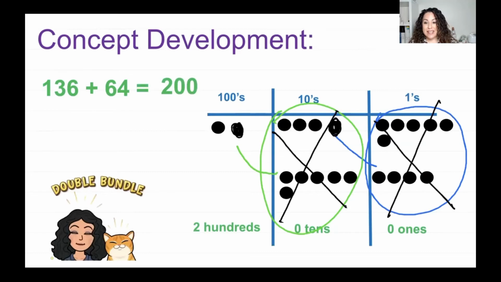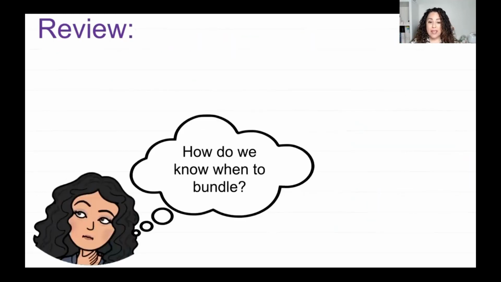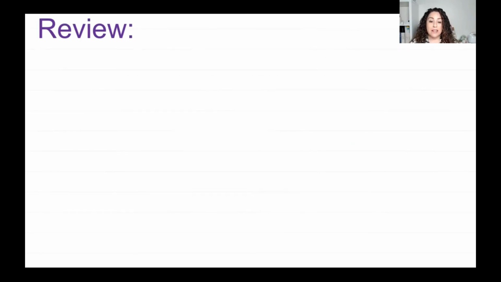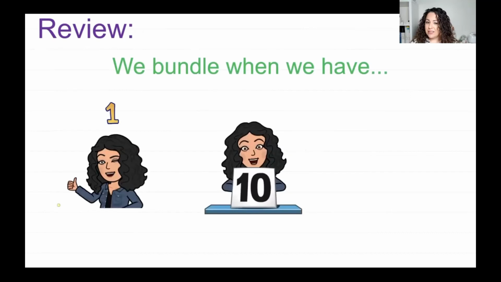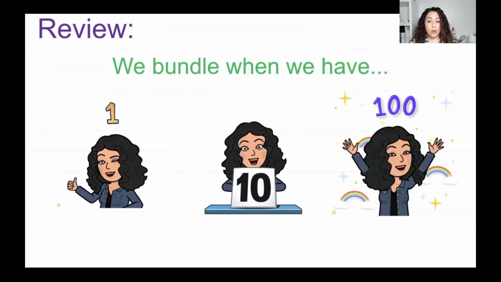So this is what I like to call a double bundle or a bundle bundle. We had to bundle 2 times to get our answer, but we got our answer. So for review, how do we know when to bundle? Let's think about that. We have to bundle when we are adding. So how do we know when to bundle? Well, we bundle when we have, and this is a question, 1, 10, or 100.